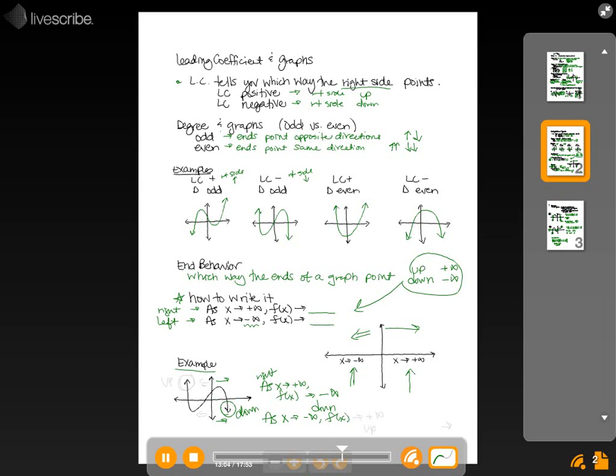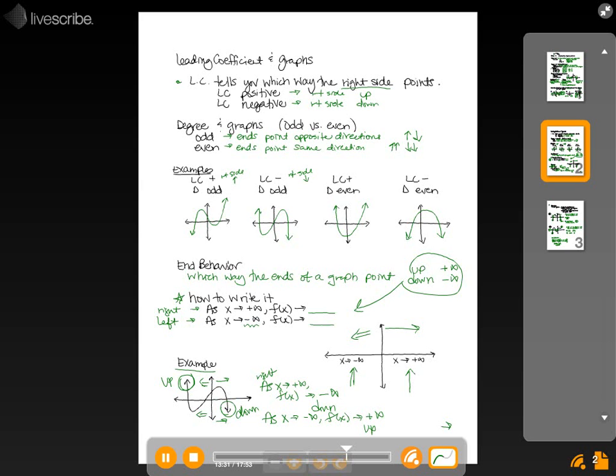F of x goes to, we're looking at the left-hand side, and this time it's going up. We can't write up, so we say positive infinity. Now, all you're really doing is telling me whether it's going up or down. And again, you can't say up or down. You have to say positive infinity or negative infinity, because the line goes on forever.